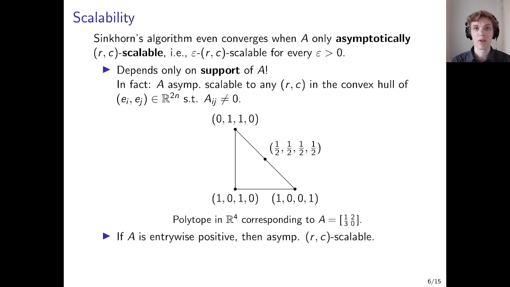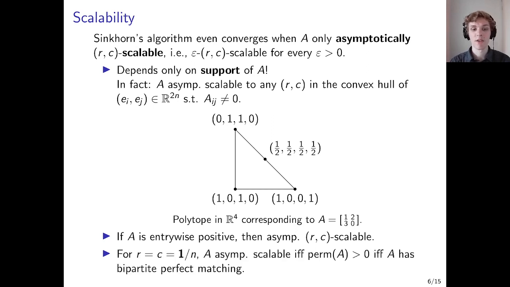From this condition, you can also prove that if A is entry-wise positive, then it's going to be asymptotically RC scalable, no matter what R, C is. And last, as a nice connection, if R and C are the uniform marginals, or the uniform distributions on n, then A is asymptotically scalable to these R and C if and only if its permanent is larger than 0, which is true if and only if A is the weighted adjacency graph of a bipartite graph which has a bipartite perfect matching.